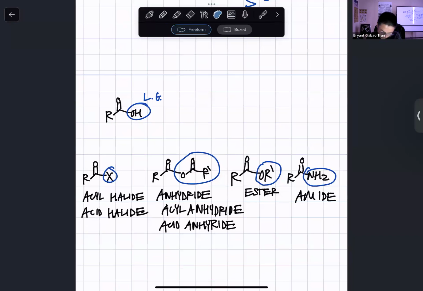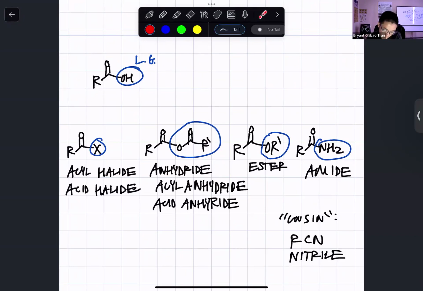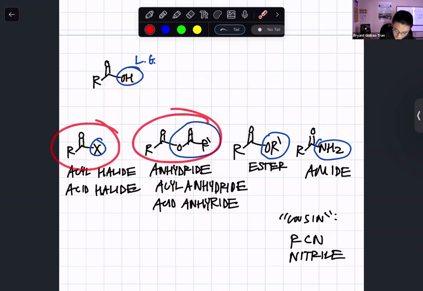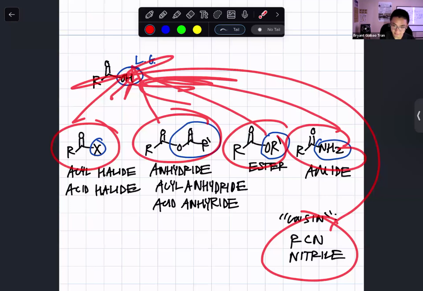Right. So these are the four main derivatives that you have to know. There is a cousin of this family, the nitrile, because the main derivatives here have a carbonyl or acyl group. The nitrile has no carbonyl, no acyl group, but it's still considered a carboxylic acid derivative because we can convert all of these functional groups into the carboxylic acid in one reaction. That one reaction is called hydrolysis. We can use hydrolysis to convert any of these derivatives back into the carboxylic acid, right?